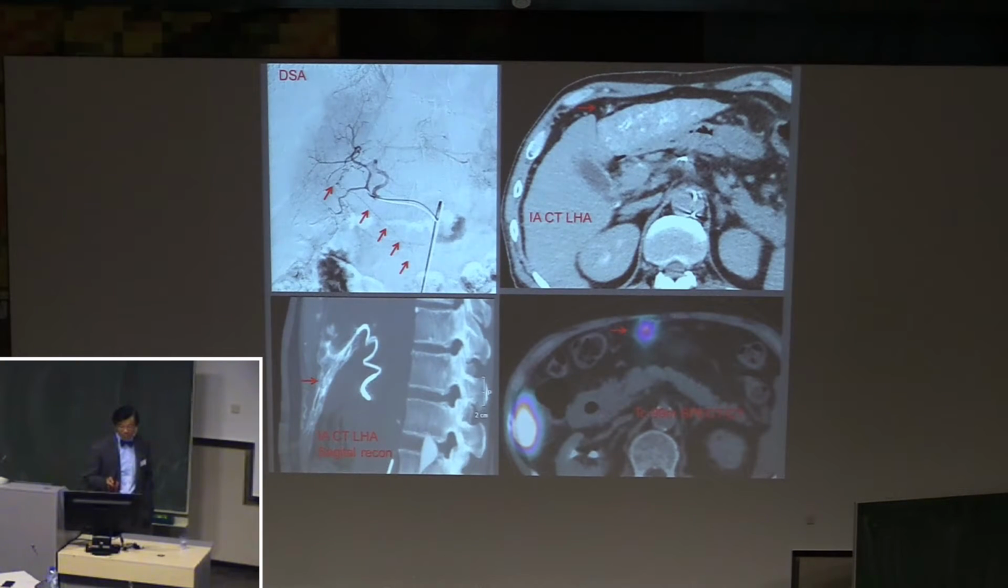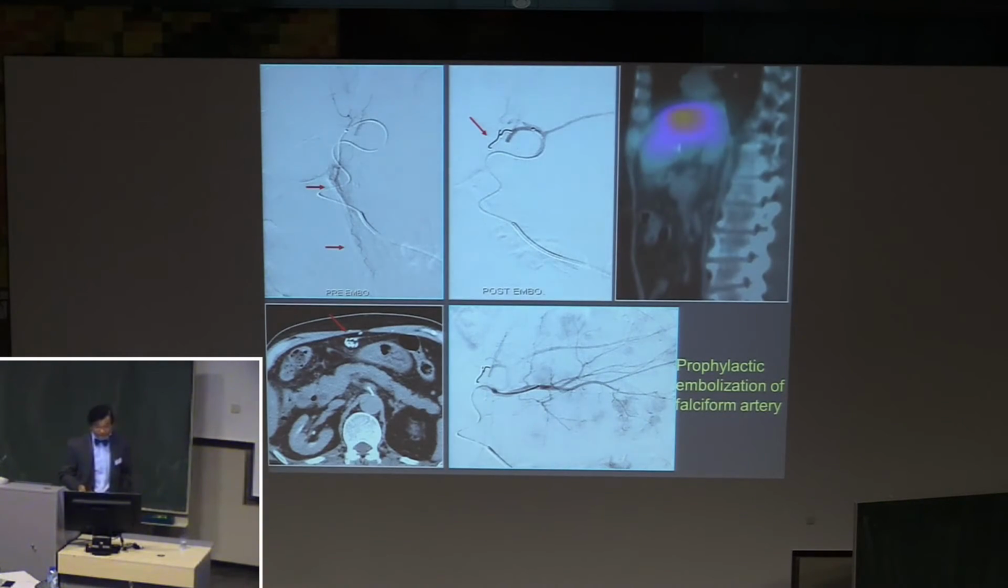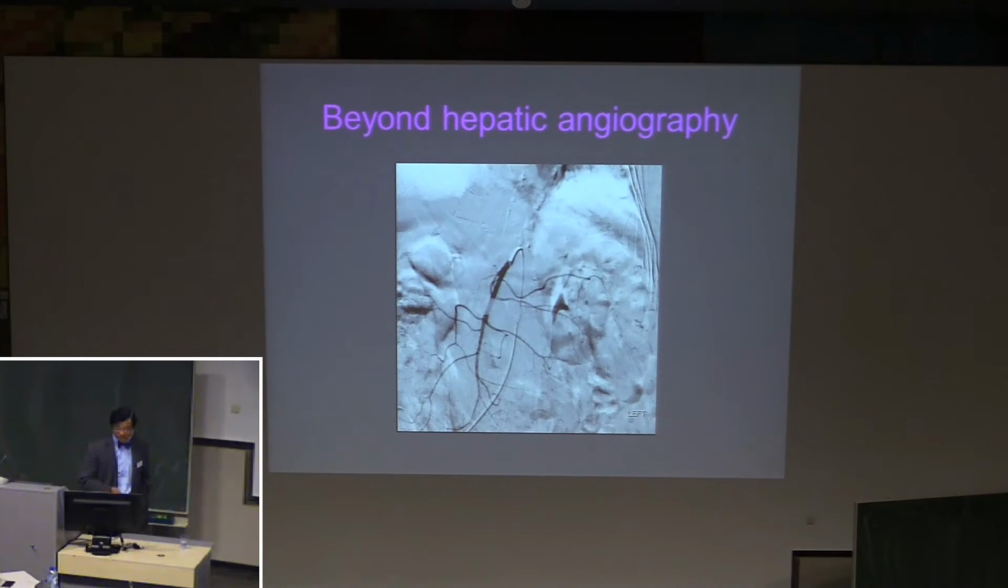And here's an example. This is the falciform artery, as you can see there. On intra-arterial CT, you can actually trace that, and it's opacified very nicely, as shown here. And in this case, we went in and did super selective embolization of this artery before we delivered the Y90. What about applications beyond the hepatic territory?